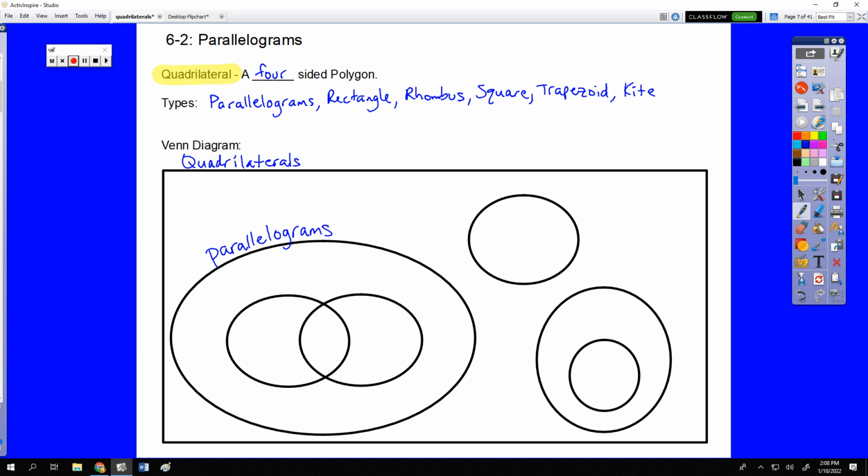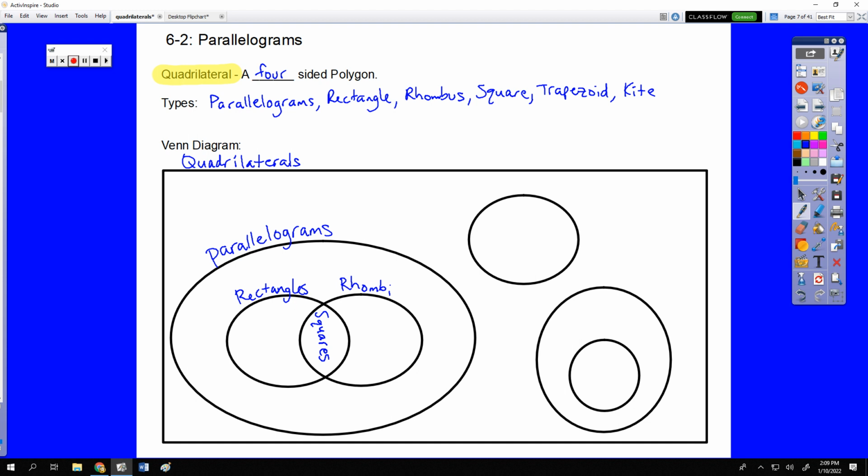Okay, and within the parallelograms are several other even more specific types of quadrilaterals. Every rectangle is considered to be a parallelogram. Every rhombus is considered to be a parallelogram. And where they overlap, well, those are a special type as well, which you've probably spent more time studying than any of the others. Those would be your squares.